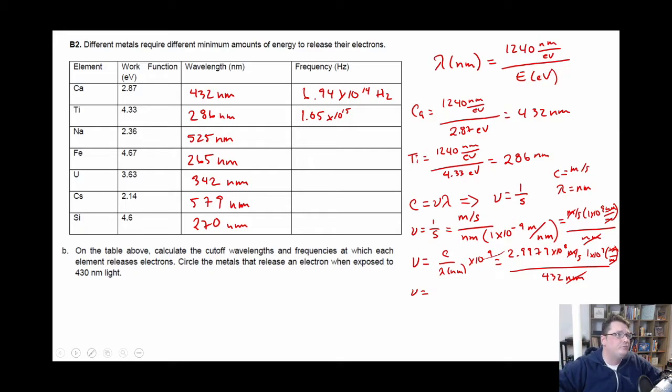So going through the stuff, what I did is you can change the frequency. You can rearrange that equation so that you can basically change the speed of light, where it's typically in meters per second, into nanometers per second. All you have to do is simply multiply it by 1 times 10 to the ninth.